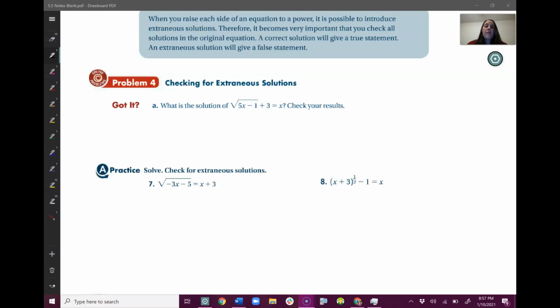So we still have that very first step of getting the root by itself. That hasn't changed. So I'm going to get the root by itself by minusing 3. So I'm going to put it over here to give myself some more room. 5x minus 1 equals x minus 3. Now, same second step where I square both sides to get rid of the root.